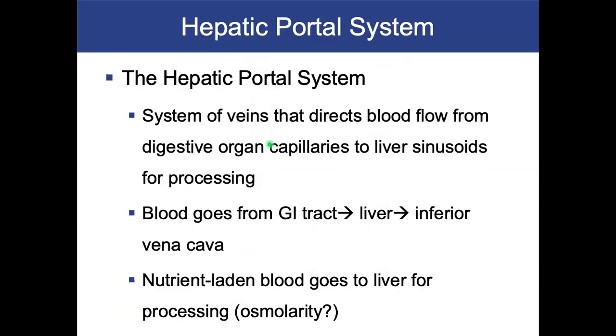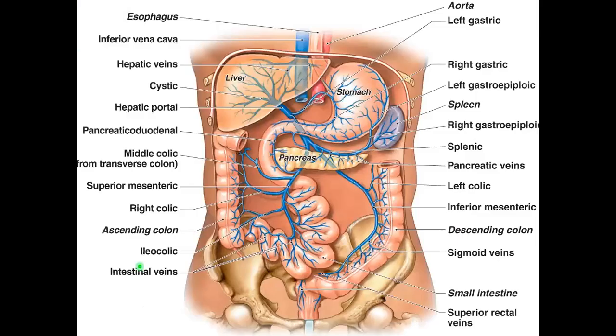Hepatic portal system. It's a system of veins that directs blood flow from digestive organs to liver sinusoids for processing. So this is super cool because your blood goes from your GI tract with all these nutrients into your little processing plant, your liver, and then dumped into the inferior vena cava. This has a lot of nutrients, you guys, and so the blood goes to the liver for processing. You can imagine that the particle concentration of this blood is really high. Has a lot of nutrients, and it's going to go to the liver spaces to get processed, right?